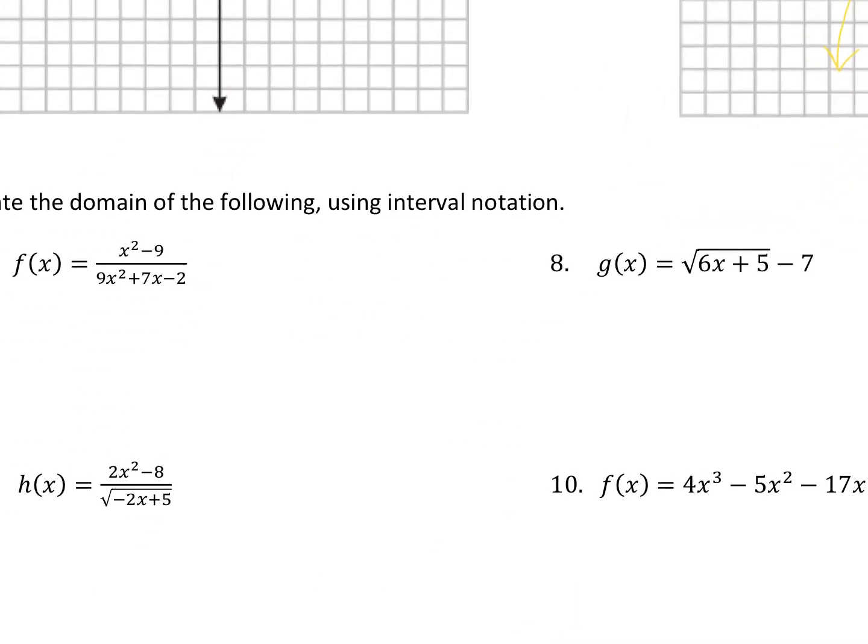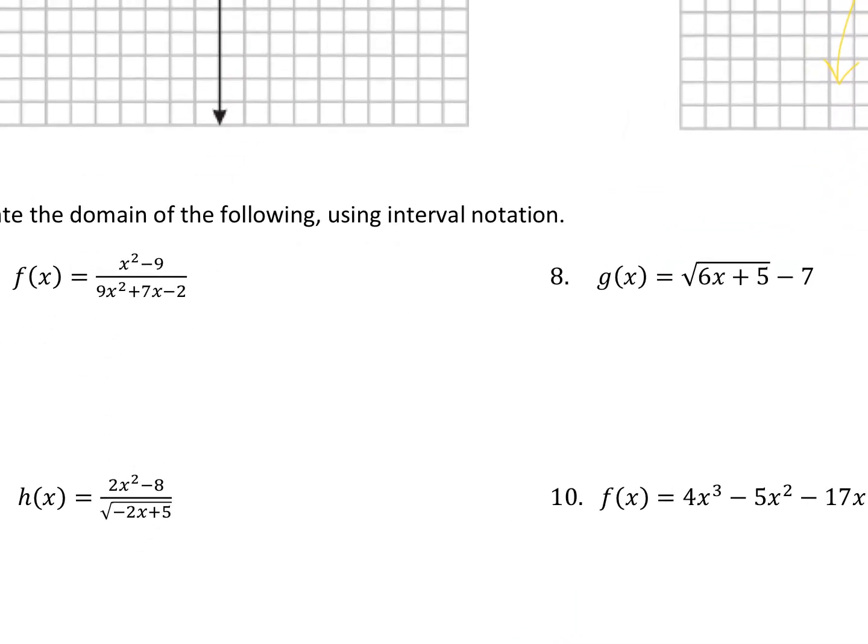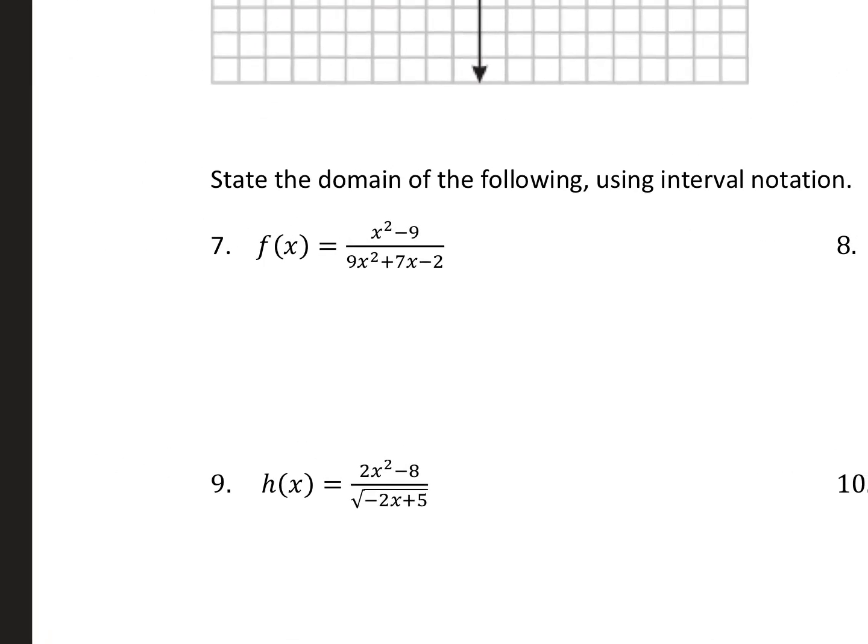All right, let's get on down here. We need to talk about domain. We're going to talk about domain and what makes something a function. Your domain of any equation that you have is all real numbers, except for 3 things. Number 7 breaks the first rule. What's the first rule? There's a variable in the denominator. This is a problem.